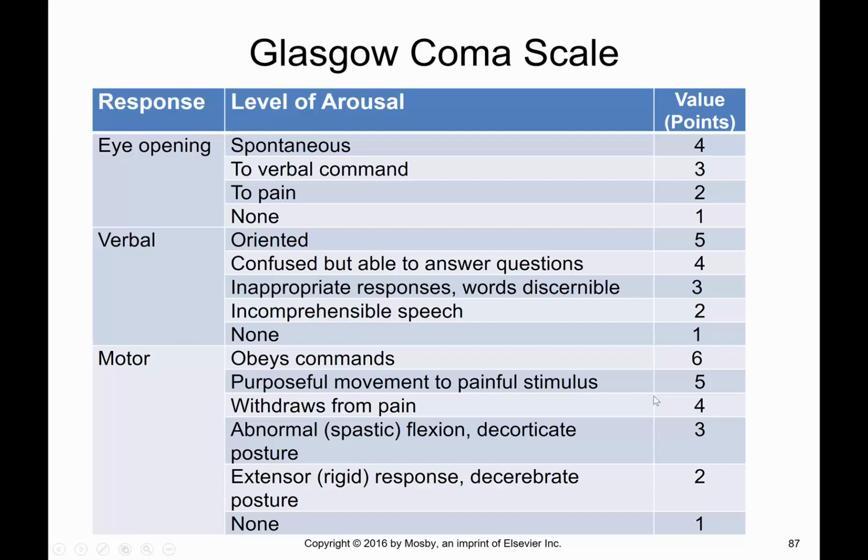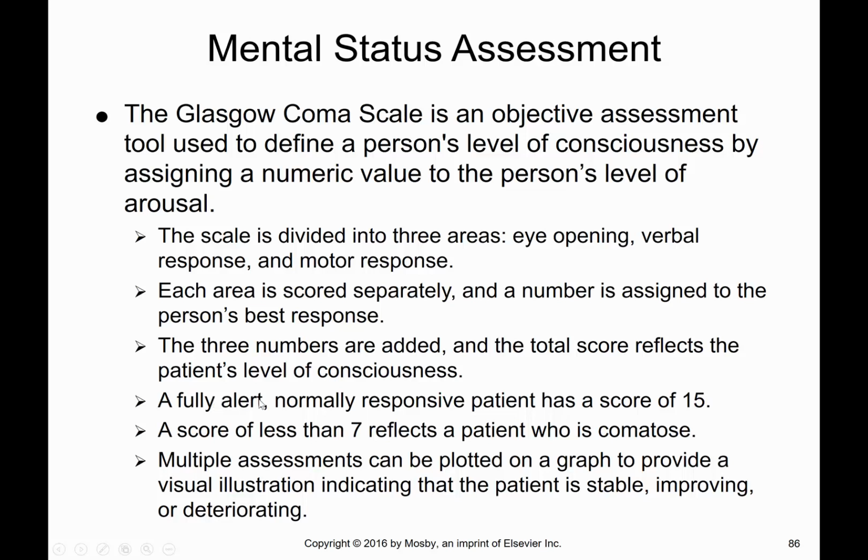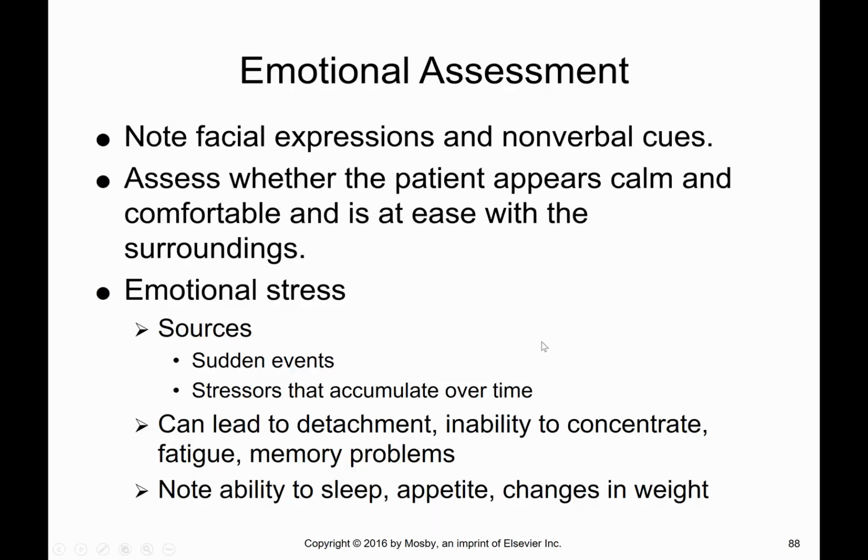And then if you remember from the previous slide, a fully alert, normally responsive patient has a score of 15, so the total possible score is 15. A score of less than 7 reflects a patient who is comatose. So if they score anywhere between 7 and 15, they have some sort of state of arousal deficiency, not comatose, but a level of consciousness deficiency. We will assess their emotional status. It's part of our documentation to assess and document their emotional status.